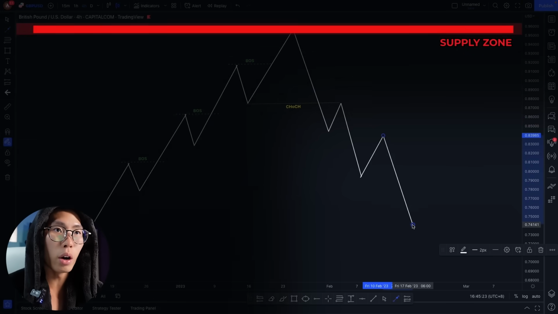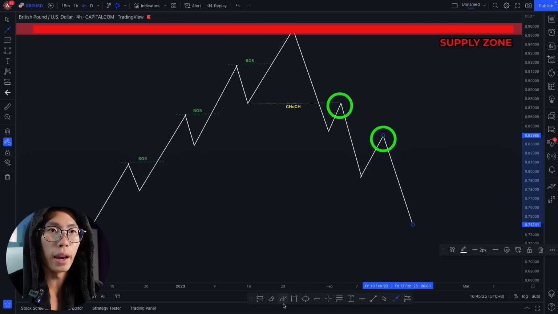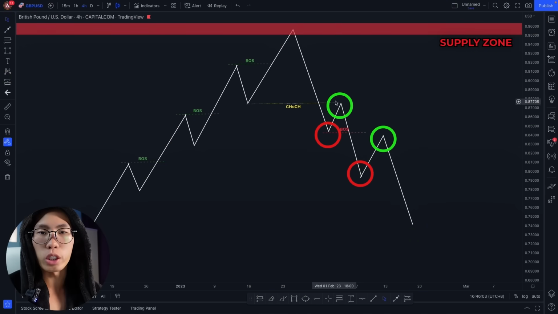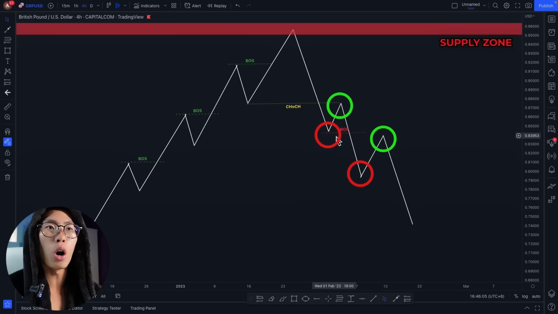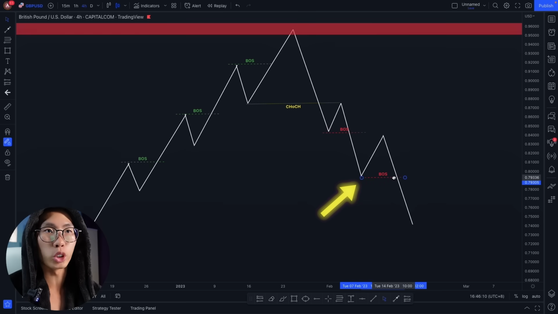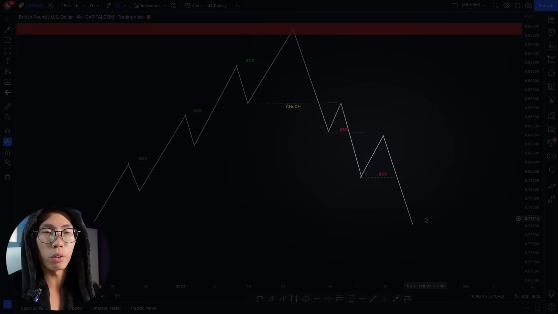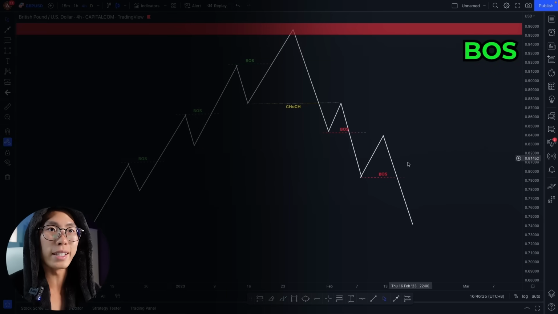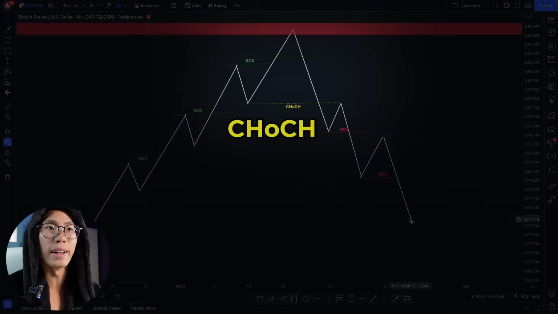And then as it starts to go down, it will create your lower highs and lower lows. And as price creates your lower highs and lower lows, it will also create your bearish break of structure whenever price breaks through a lower low. So when price breaks through a lower low, it creates another break of structure right here. So this is our bullish break of structure, and this is our bearish break of structure, and this is our change of character.